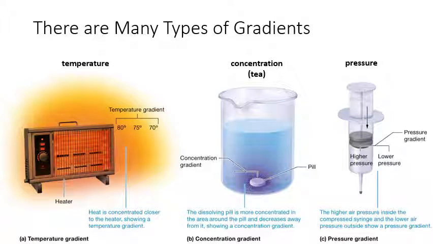And there are also organs in your body that exploit pressure gradients as well. For instance, your lungs and your kidneys. They operate based on a pressure gradient.